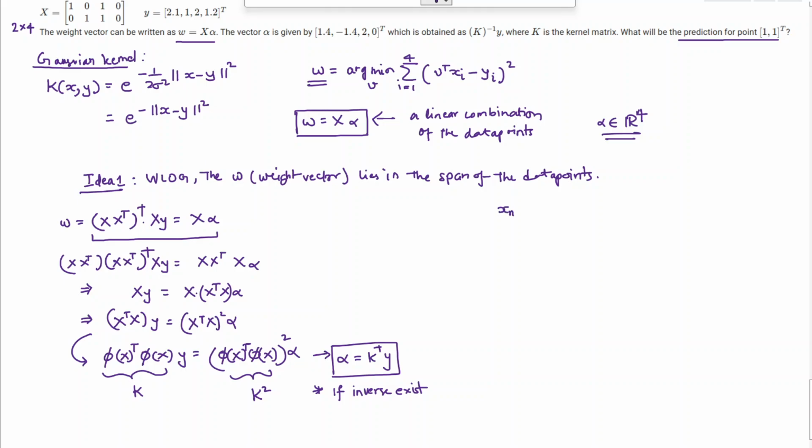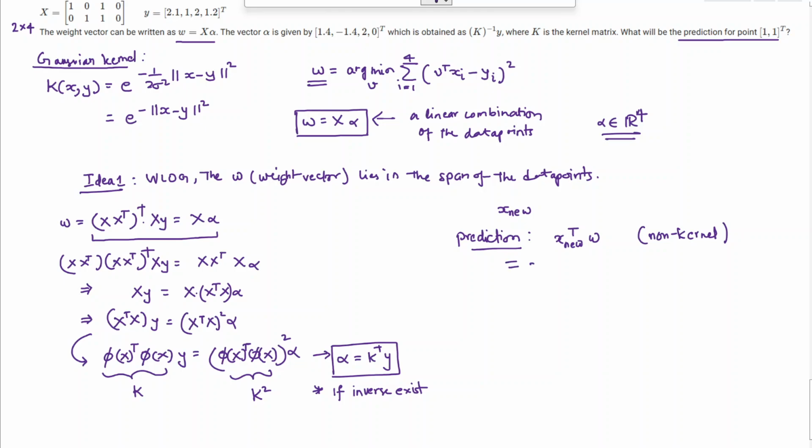So let me call that x new. In general, how do you find a prediction for this new data point? The prediction is given by x new transpose w, right? That is the prediction. But this is in the non-kernel case. Okay, but let's see what it gives us.